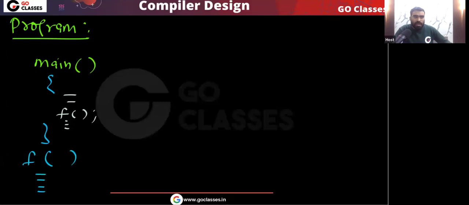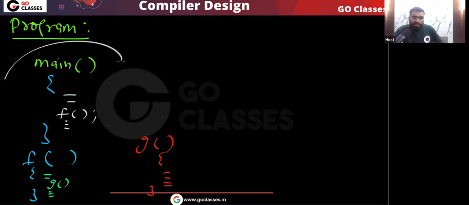Very simple point. There is a function here. Maybe there is another function, maybe f is calling g. So there is another function g. Now let me tell you what we do.